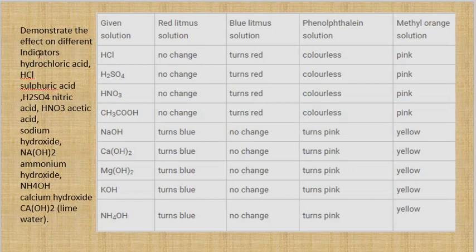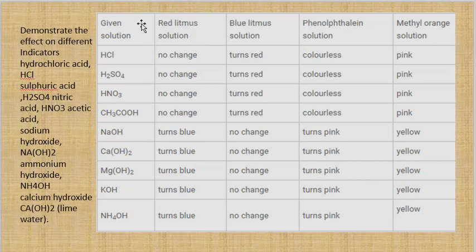Now, demonstrate the effect of different indicators like litmus or turmeric on hydrochloric acid or sulfuric acid or nitric acid. Nitric acid is HNO3, sulfuric acid is H2SO4, acetic acid, sodium hydroxide is NaOH. So, all these numbers you should write in the subscript, right? Calcium hydroxide, these various materials.